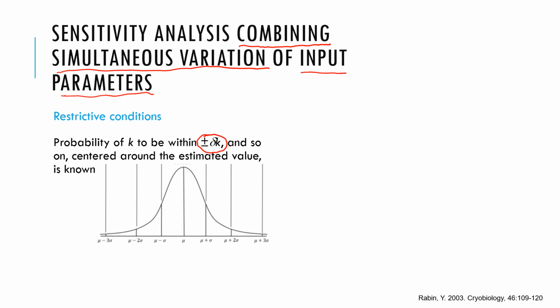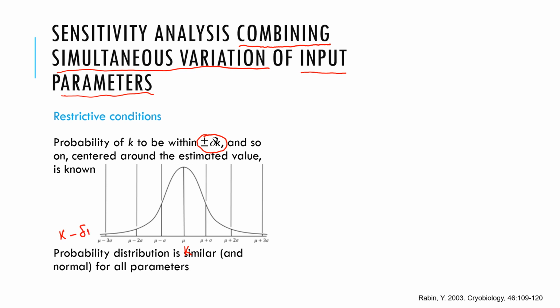So let's say K is the average value. This is my K, and here is my lowest value, K minus delta K, and here is my highest value, K plus delta K. So all this stuff is known, which means this delta K amount is known. This is my delta K amount that is known.